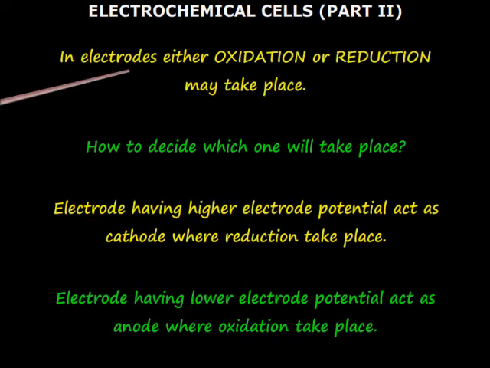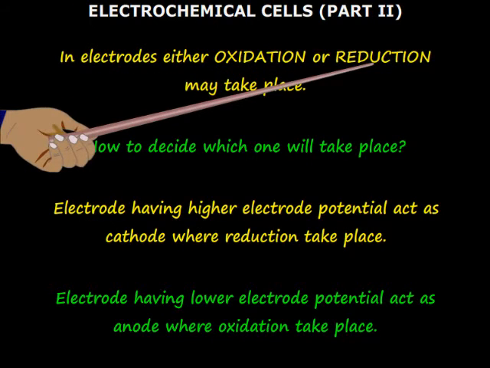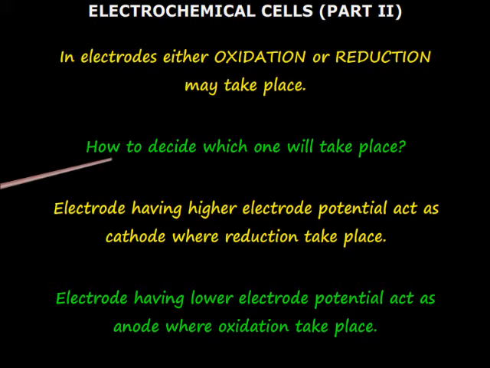In all the electrodes, both oxidation and reduction reaction may take place. Now the question is, which one will take place, oxidation or reduction? The answer is very simple. This will depend on which electrode it is coupled with. The one having higher electrode potential will act as cathode and reduction will take place at that electrode. The other electrode will act as anode, where oxidation will take place.